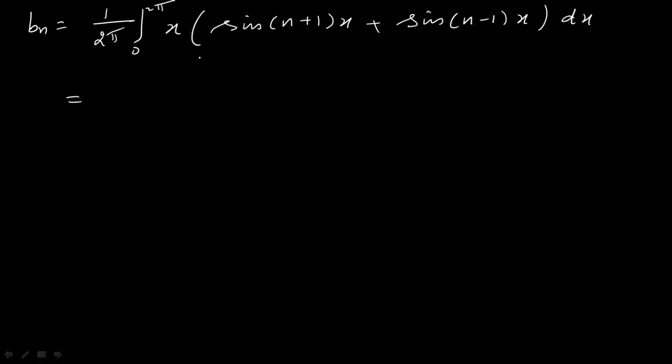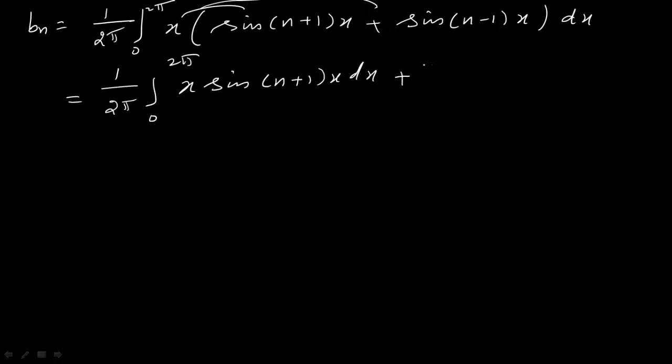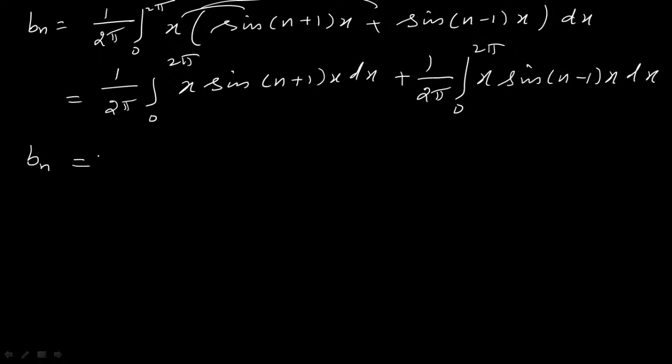So now I am going to separate this integration into 2. So you take this x inside this parenthesis, that is 1 by 2 pi integral 0 to 2 pi x sine n plus 1x dx as one of the integrals, plus 1 by 2 pi integral 0 to 2 pi x sine n minus 1x dx as your next integral. So what I am going to do here is, I am going to evaluate these two integrals separately and substitute in Bn and get the value of Bn. Suppose if you know how to evaluate this thoroughly, we can do it in a single step, no need to divide.